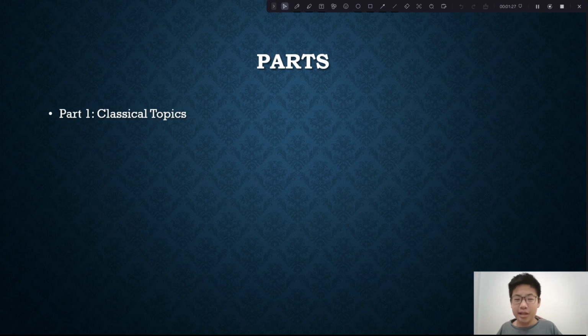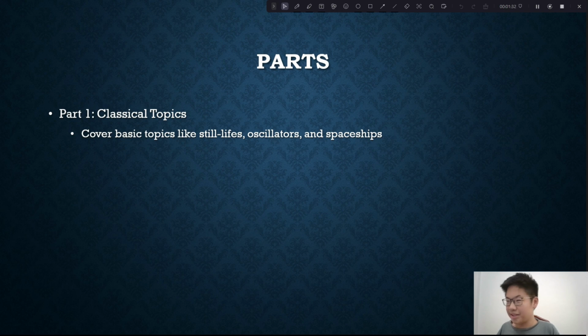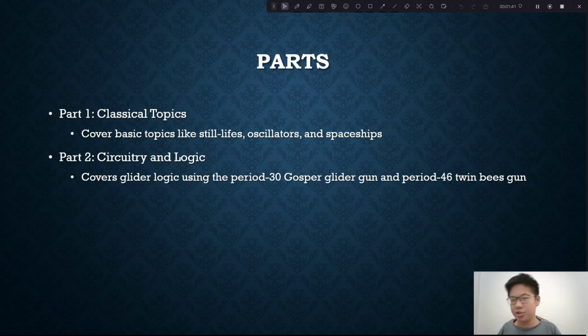This book comes in 3 parts. Part 1 talks about classical topics. It's basically a whole recap section for anybody who came into the Conway Life community a while ago and doesn't know what happened. Part 2 is about circuitry and logic. Basically it covers how many ways you can put 2 of these gliders, basically 5-cell objects, together using the period 30 Gosper glider gun, which shoots out gliders every 30 time steps, and the period 46 twin bees gun, which spits out gliders every 46 time steps.